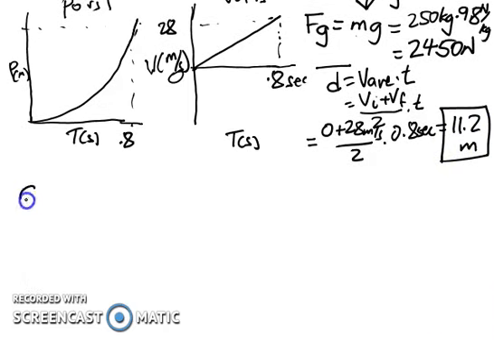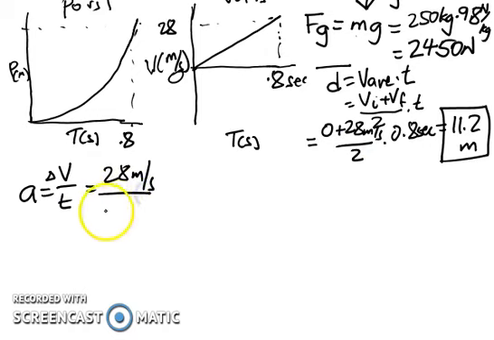So what's the acceleration of the car? We know that that is our change in velocity over time. Our change in velocity was certainly the 28 meters per second. How much time did it take? 0.8 seconds. Let's see what that acceleration is. I get 35 meters per second squared.